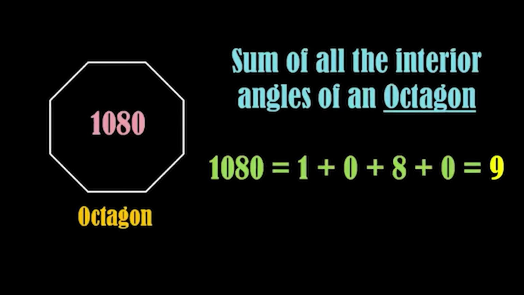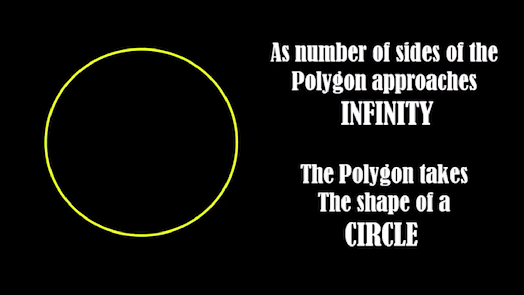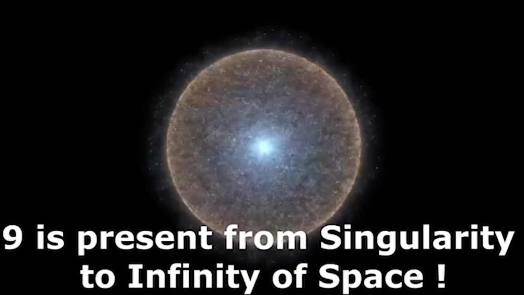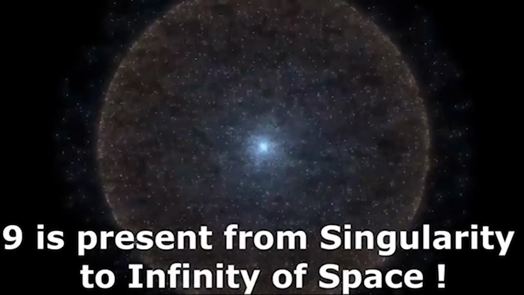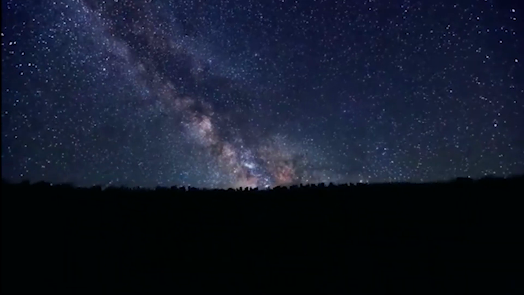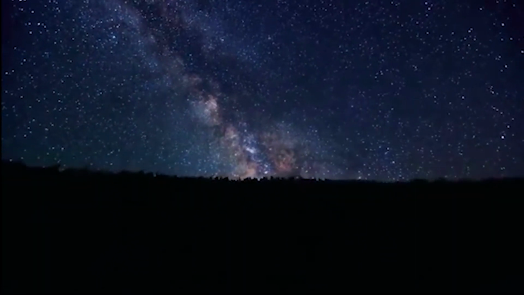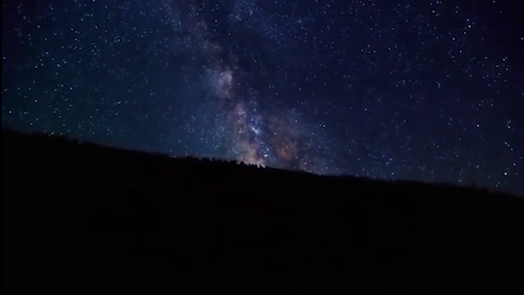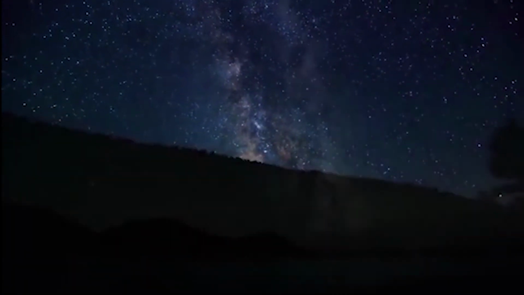As in all the polygons, we got number 9. It means number 9 also follows a space up to infinity. So it is clear that number 9 is present from singularity of space to the infinity of space. Now I will give you some more examples that will help you in believing that number 9 exists at all the places in the universe.